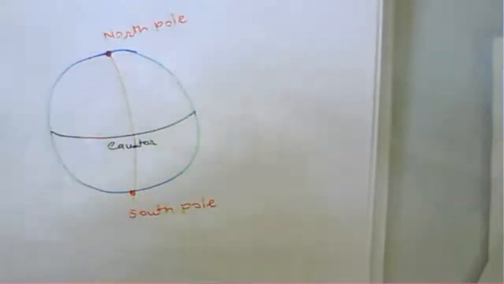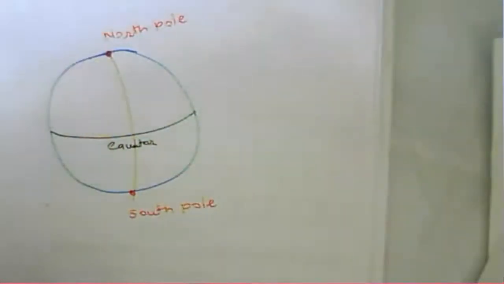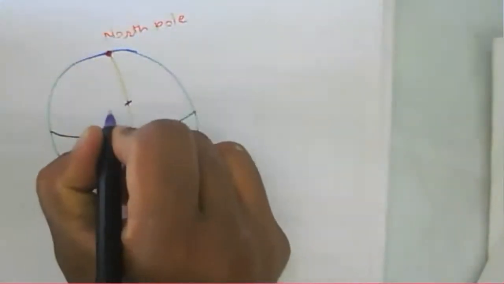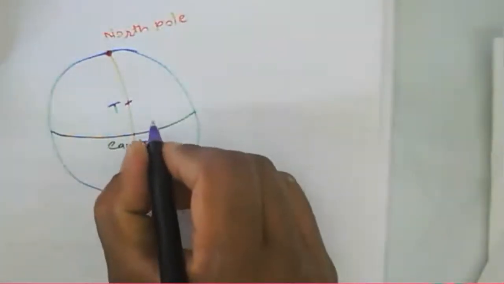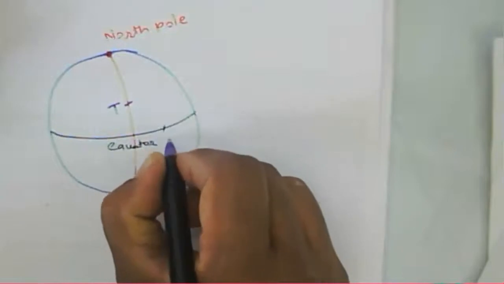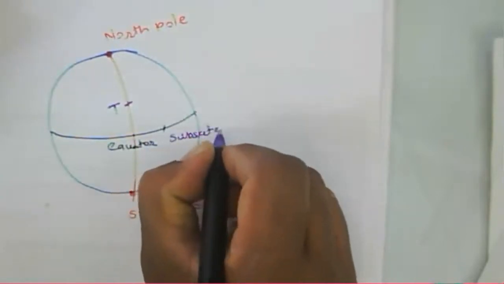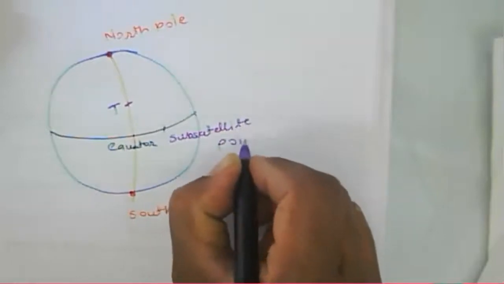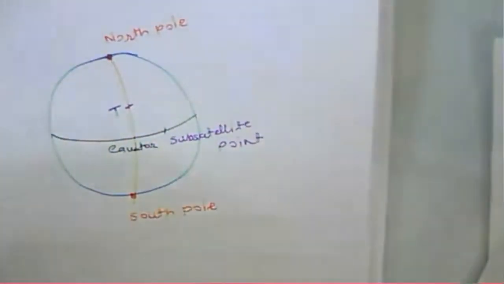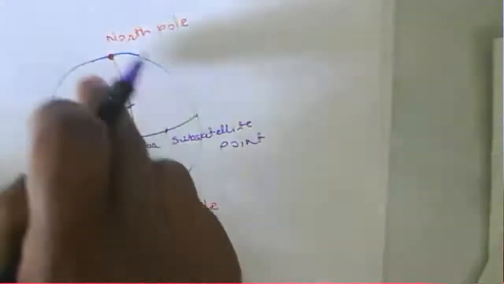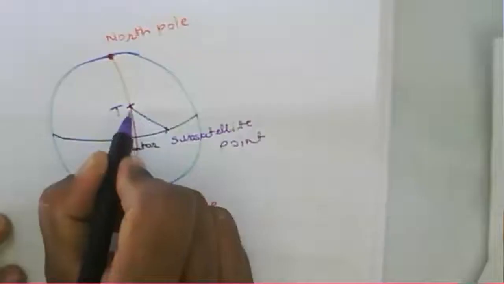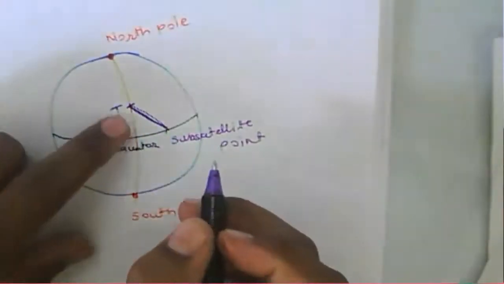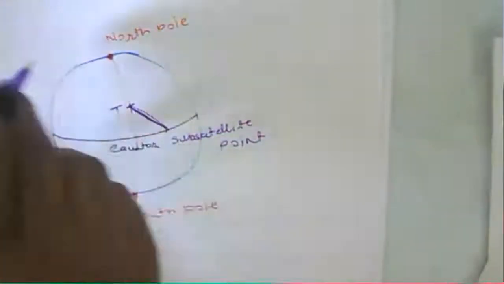Suppose we consider that the Earth station is located at this particular position, this one, T. And we have the sub-satellite point here. Now a line joining from here is the trajectory, a line from the Earth station to the sub-satellite point.